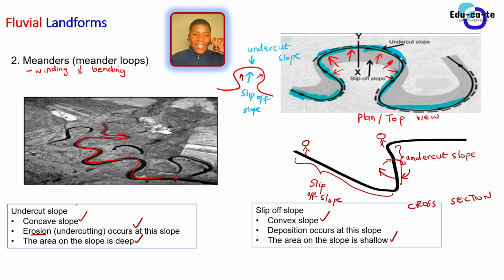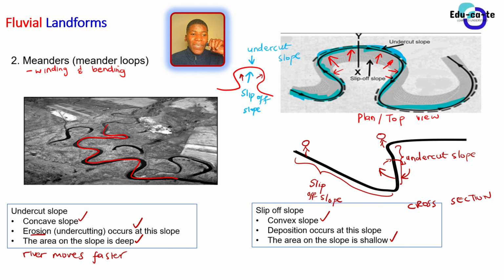And then the other thing that we need to note about the undercut slope is that the river moves faster there. It is being violent. It has got a lot of energy. That is why there's a lot of erosion and a lot of undercutting at the undercut slope. That's where the name undercut comes from. It's because there's a lot of undercutting by the river's movement.